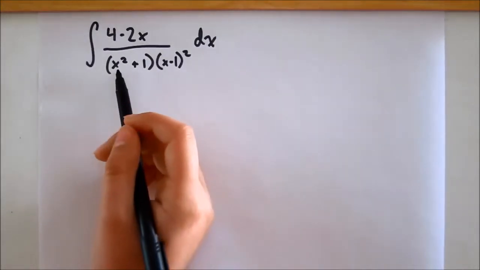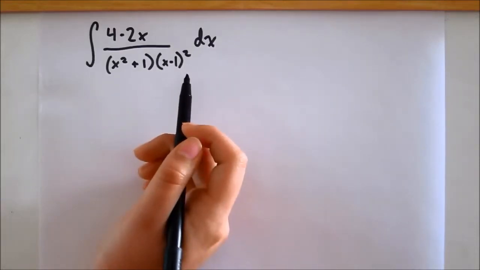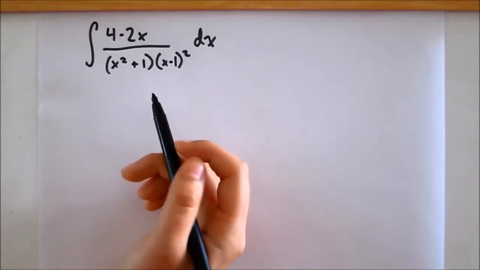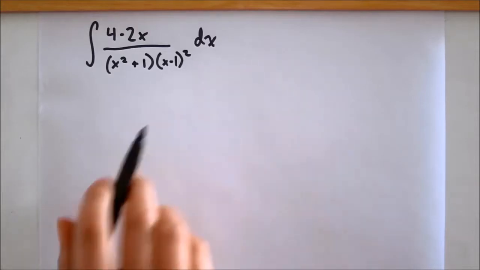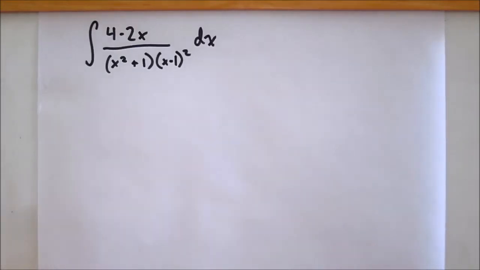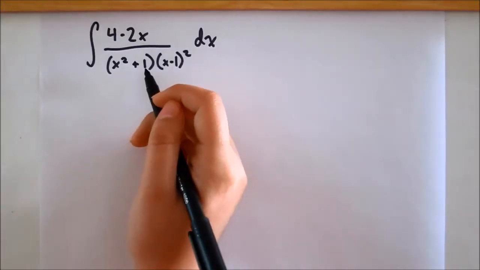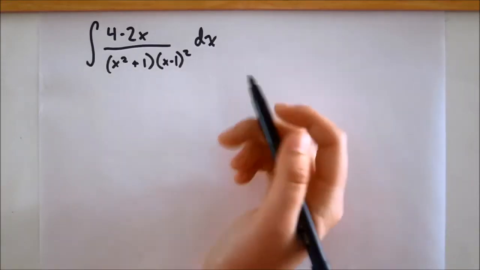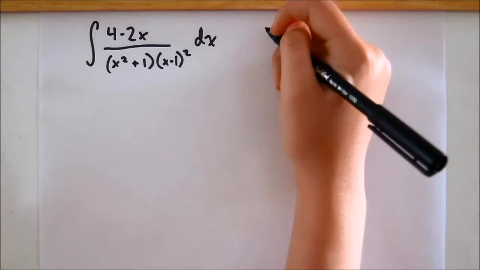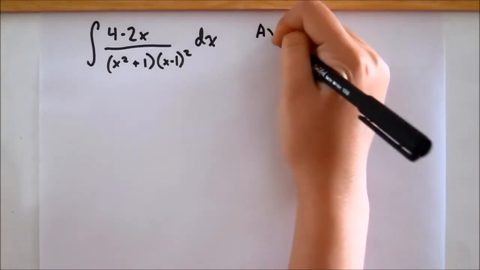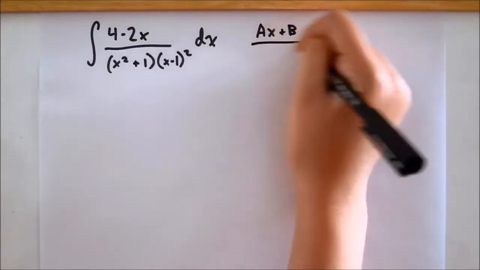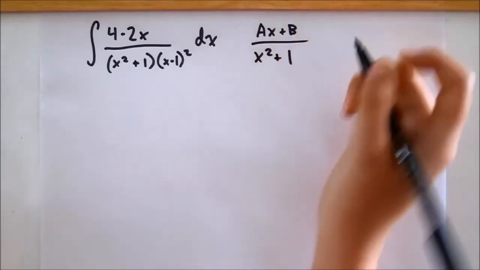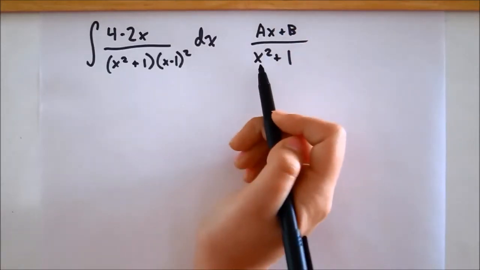So as you can see, the bottom is to the 4th degree, so we're going to end up needing 4 different variables to solve this problem to create the partial fractions. So we'll start with the x squared plus 1. Because there's already an x squared in the denominator, we're going to need two variables in the top. So we'll create that as ax plus b over x squared plus 1, so that the top is always 1 degree less than the bottom.